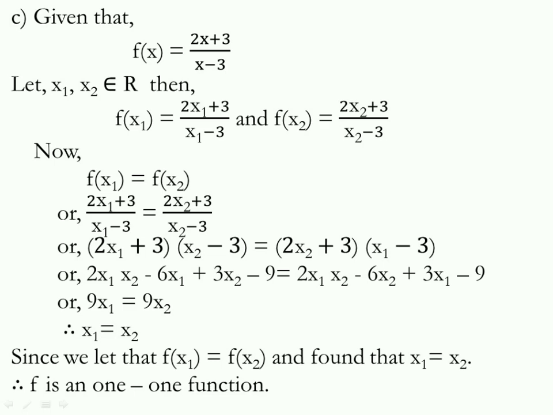Since let f of x1 equals f of x2 and find x1 equal to x2, now that is a 1-1 function. That is the definition of a 1-1 function. If every domain has a specific value or has a specific codomain and none of them are repeating, then it is a 1-1 function. And for onto function, what we have to do?